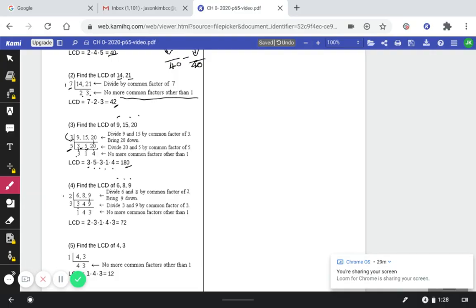And then 3, 4, and 9. Not all of them have a common factor, but 3 and 9 have a common factor of 3. So you divide by 3, so 3 divided by 3 is 1. 4 is not divisible by 3, so you just write it as it is. And 9 divided by 3 is 3. So you end up with 2, 3, 1, 4, 3. That ends up with 72.